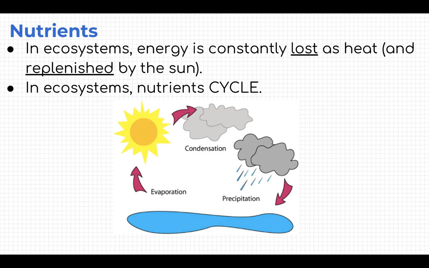If there's a puddle on the ground or a lake or the ocean, whenever there's water, it's evaporating into the air. That evaporate eventually condenses in the atmosphere and forms clouds. Those clouds can become rain clouds, and then there's the precipitation of that rain back to Earth. So the amount of water on Earth isn't changing because of this constant cycle, so nutrient cycle.